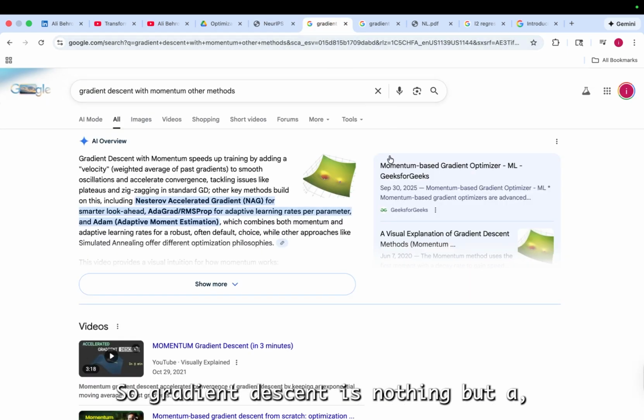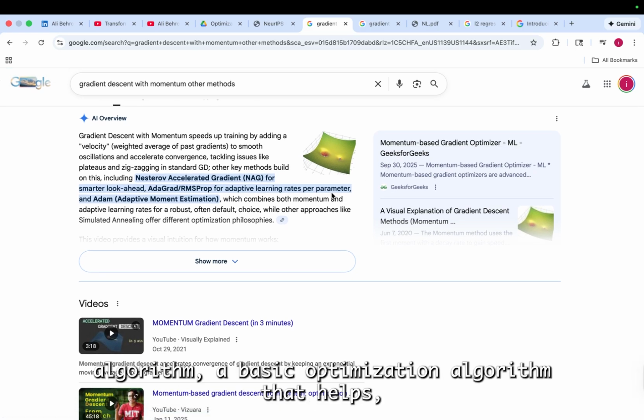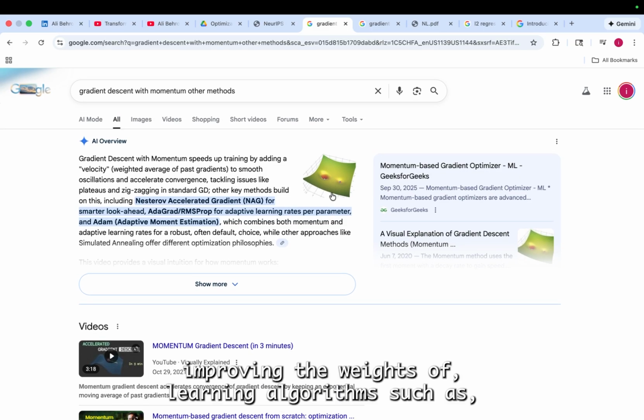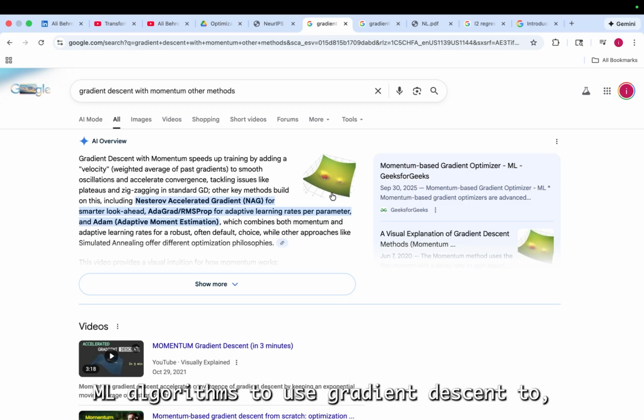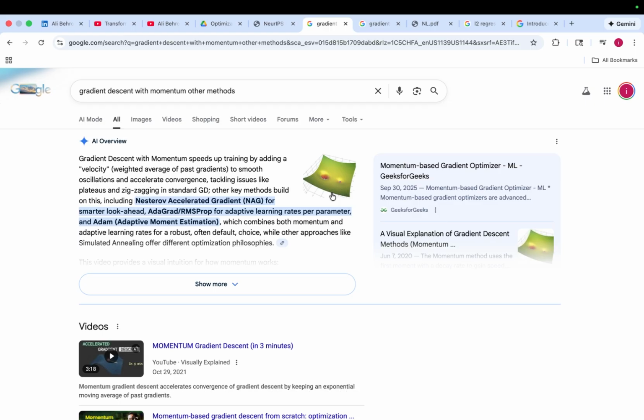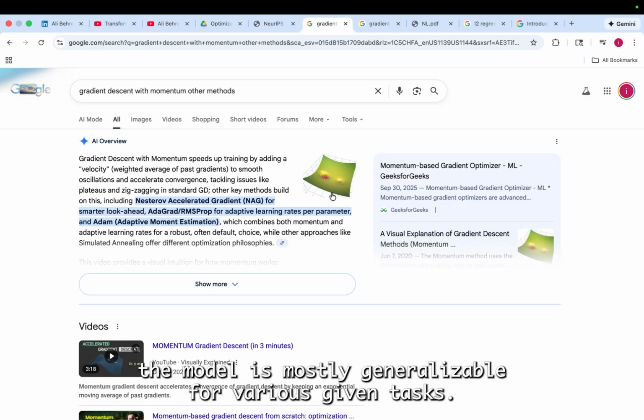So gradient descent is nothing but an optimization algorithm, a basic optimization algorithm that helps improve the weights of learning algorithms such as multiple layer perceptron, or even linear regression ML algorithms. They use gradient descent to reduce the mean square error values so that it can reach the optimal values, and the model is mostly generalizable for various given tasks.